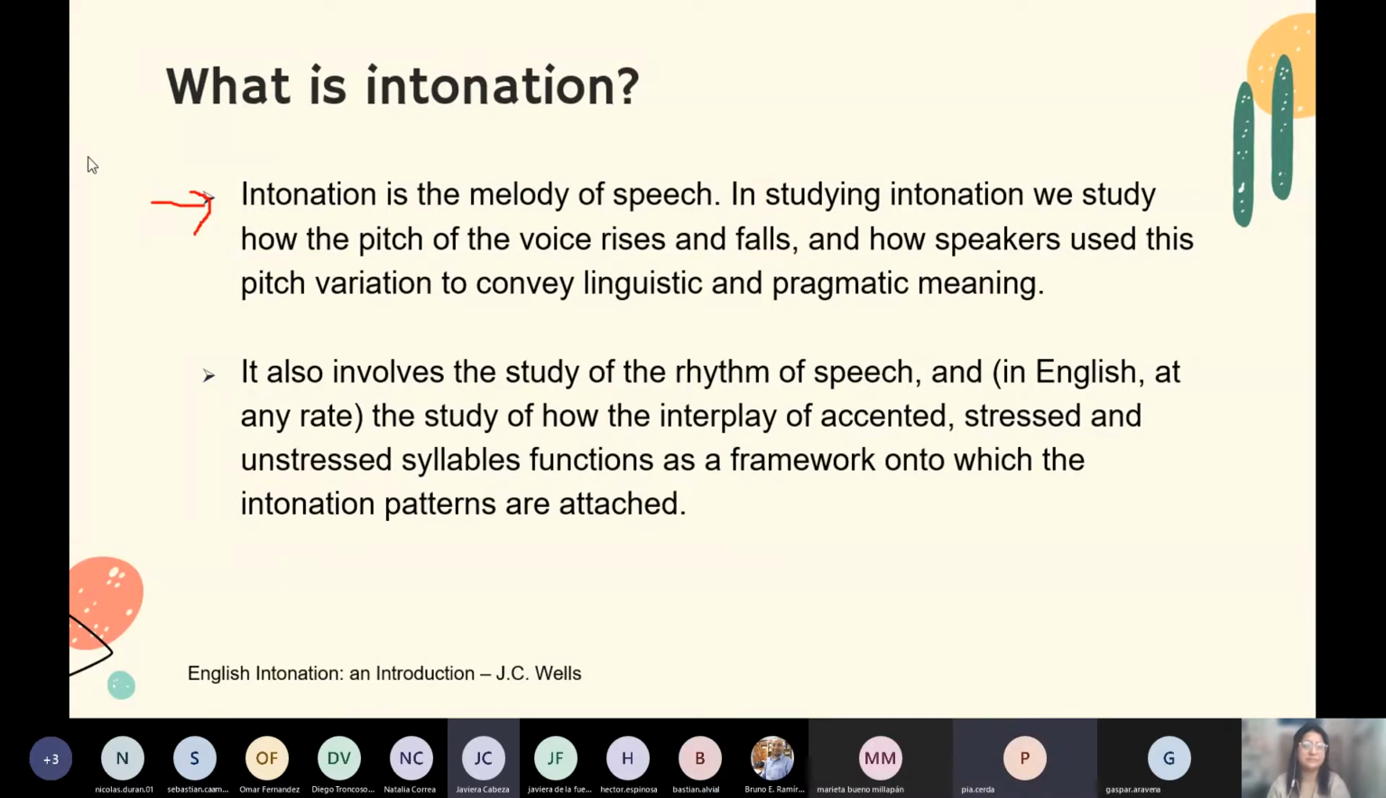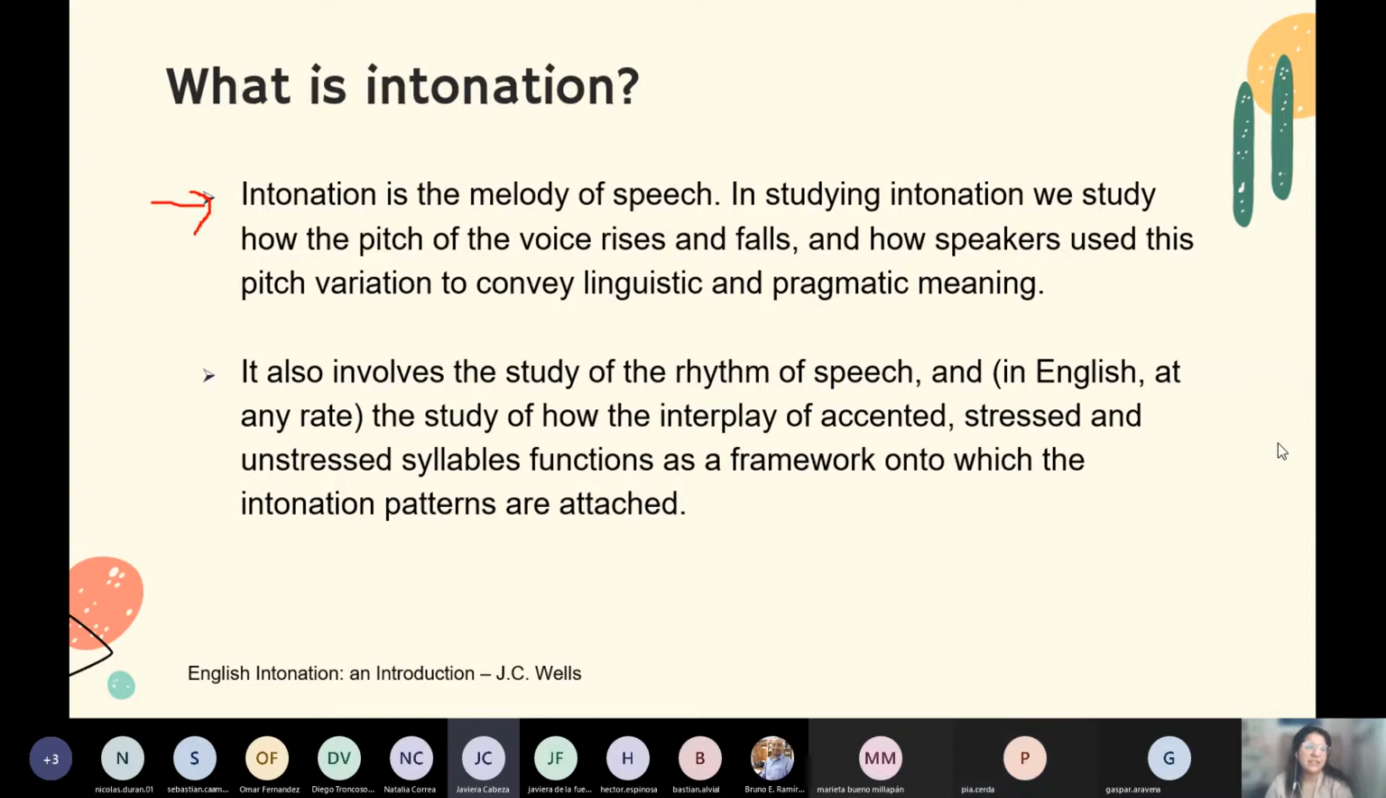Intonation is the melody of a speech. In studying intonation, we study how the pitch of the voice rises and falls, and how speakers use this pitch variation to convey linguistic and pragmatic meaning.